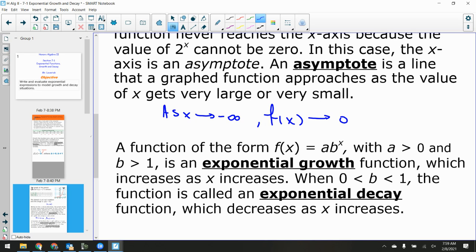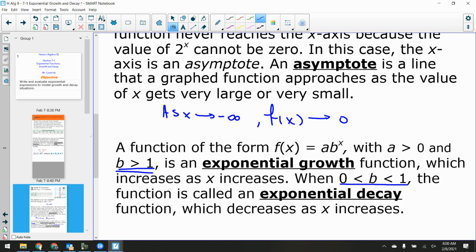The function of the form a times b to the x is called either exponential growth or exponential decay. Exponential growth is when that b value is greater than 1. If the b value is greater than 1, it's exponential growth. If the value of b is between 0 and 1, that's when it's exponential decay. Remember back when I said, what was left over?